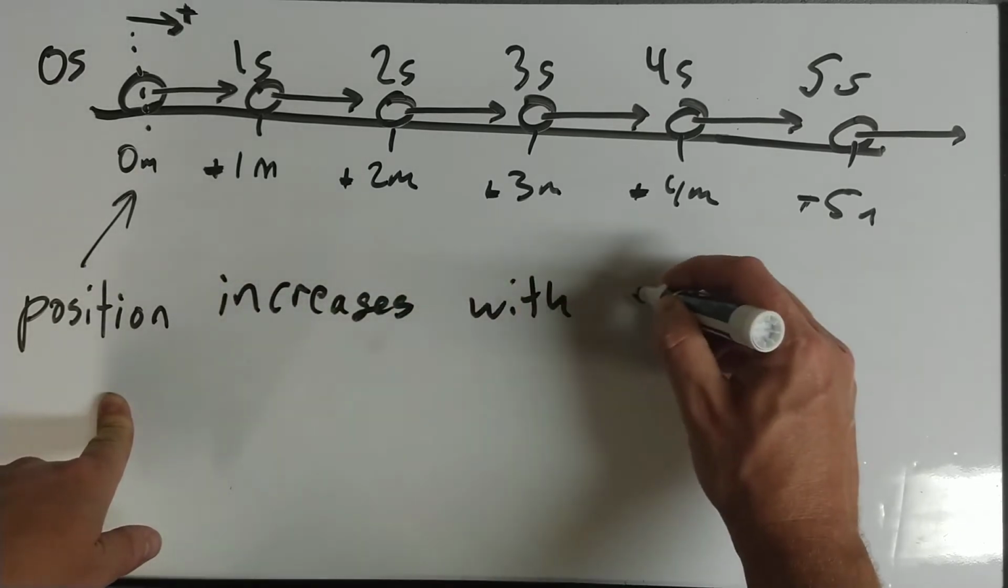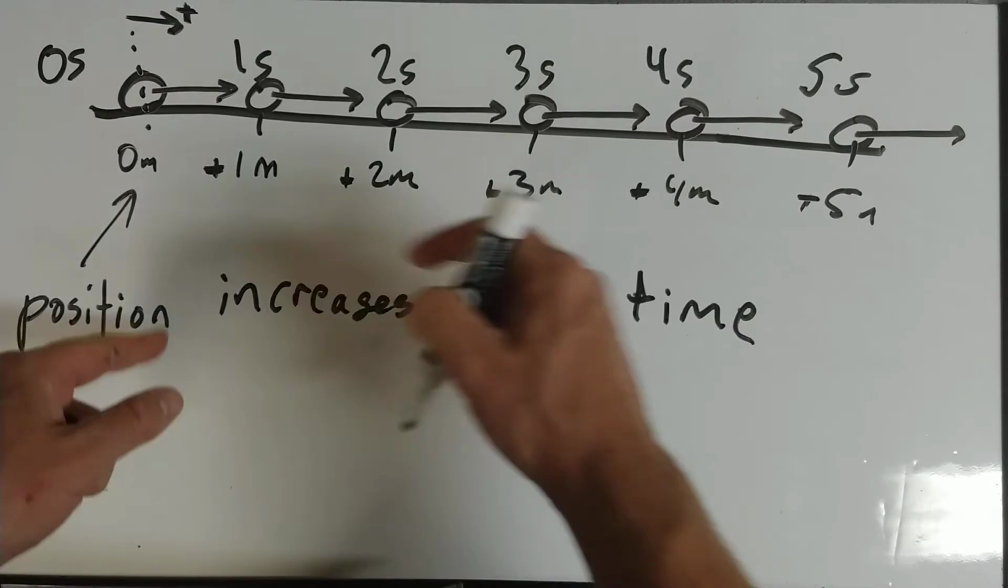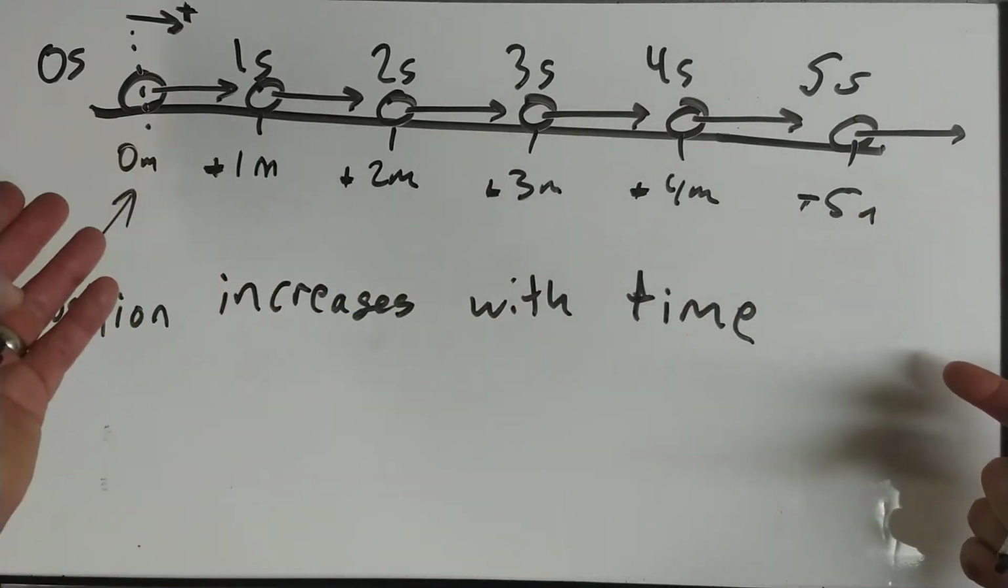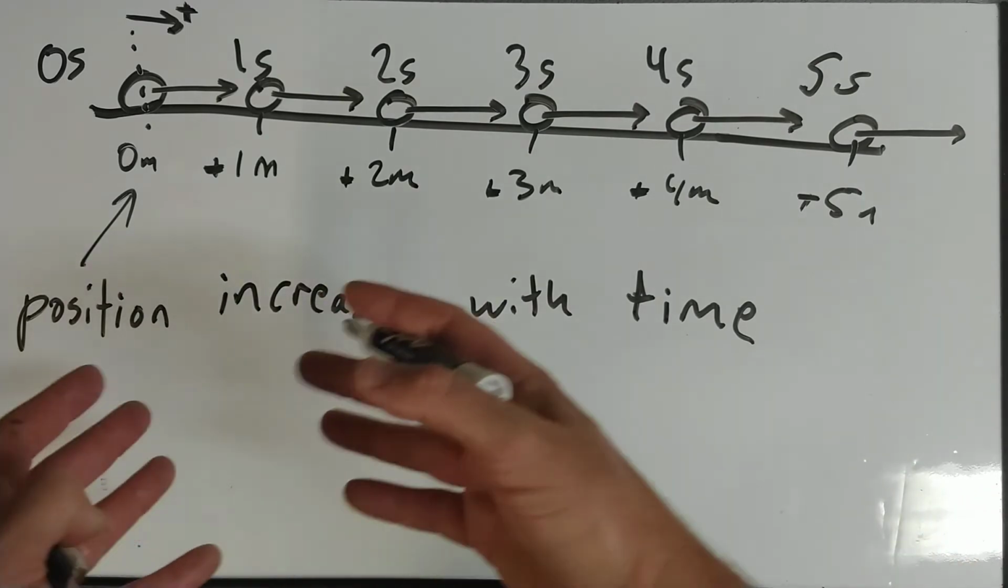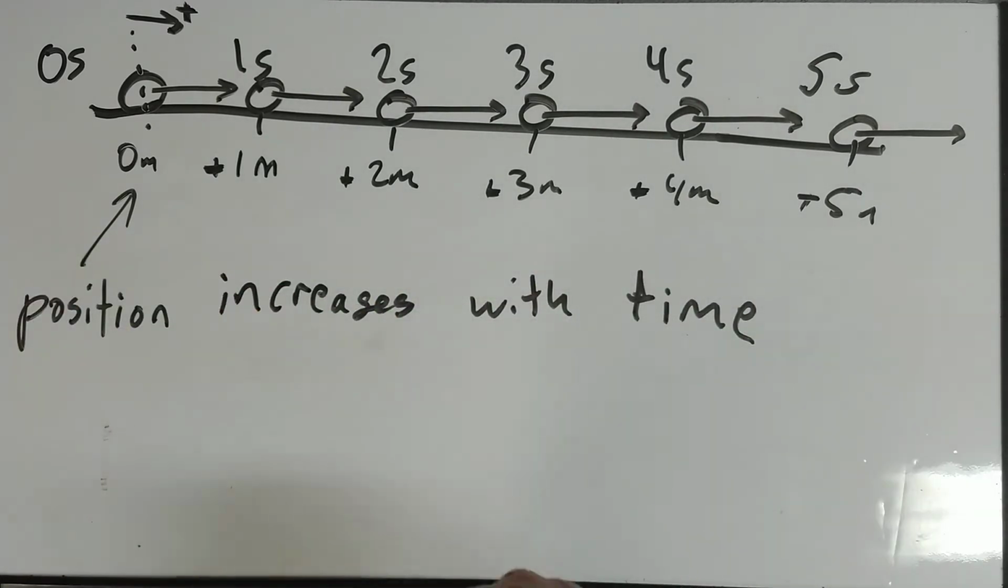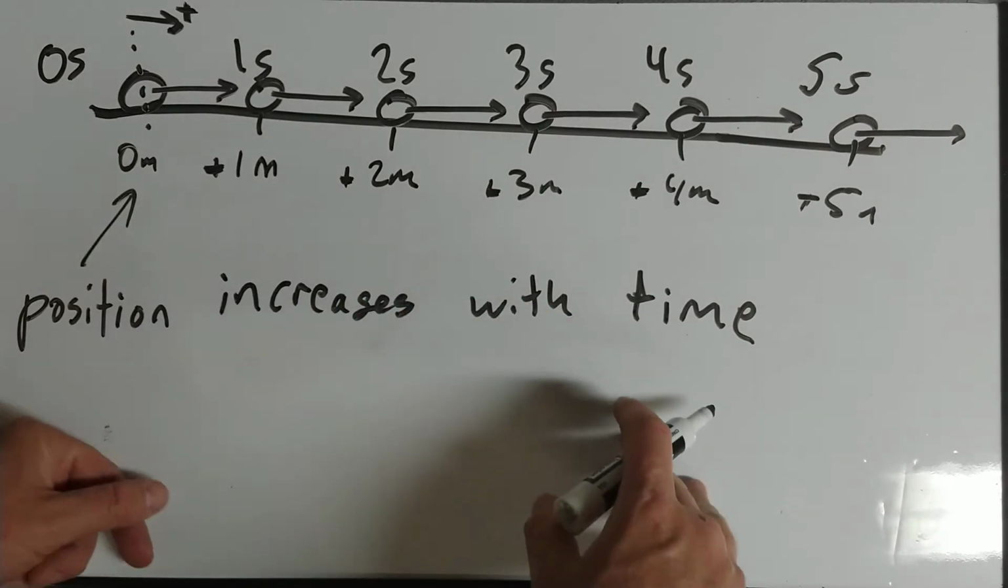All right, so the position of this marker increases with time. The position increases with time. So as the time goes, the position just keeps increasing, and it keeps increasing at a constant rate here. All right, so what can I do with this?